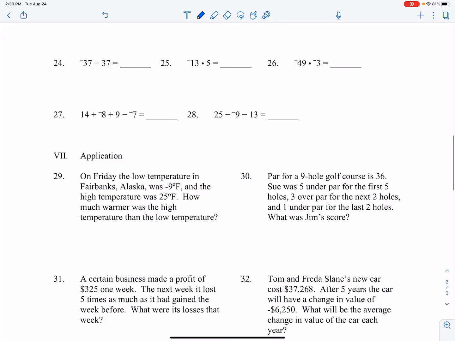Number 24, subtraction. So we see a subtraction, so I change subtraction to addition. Next to its opposite, you end up with negative 37 plus negative 37, which gives you negative 74.